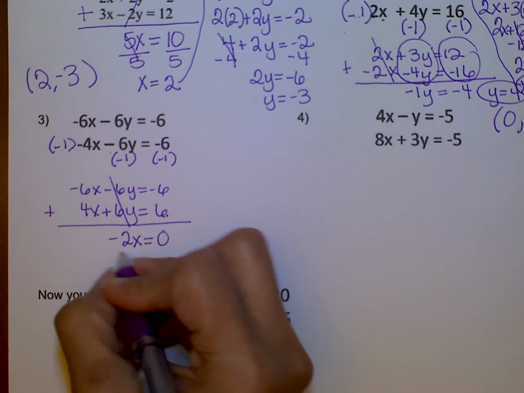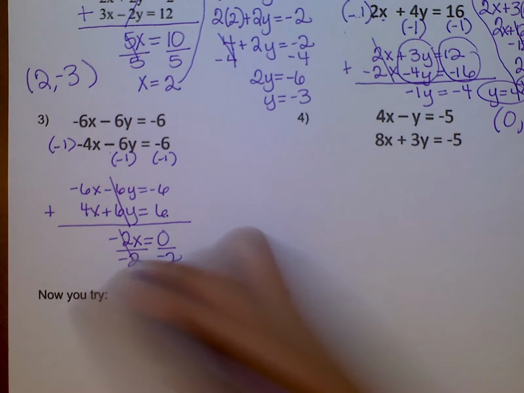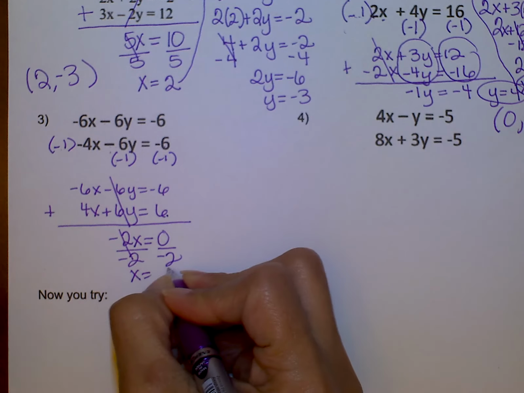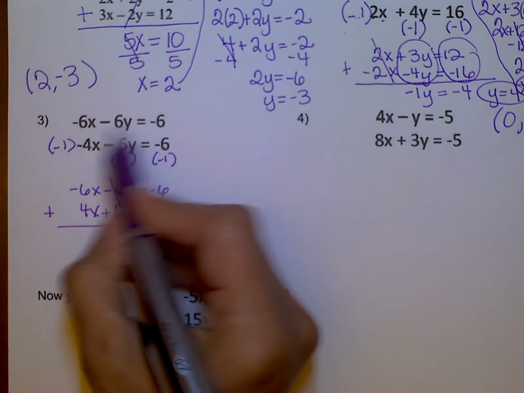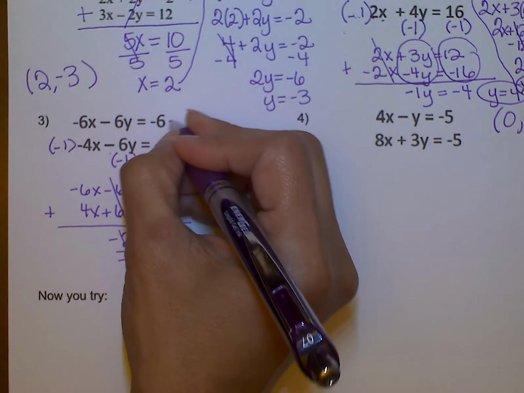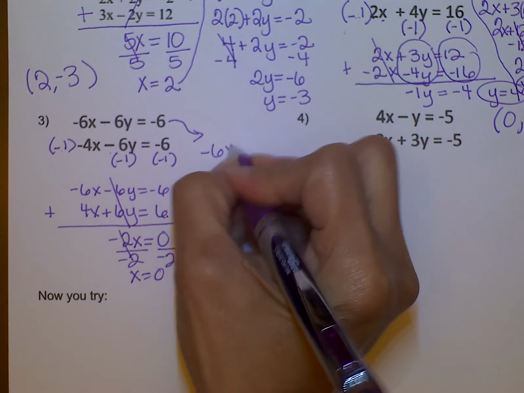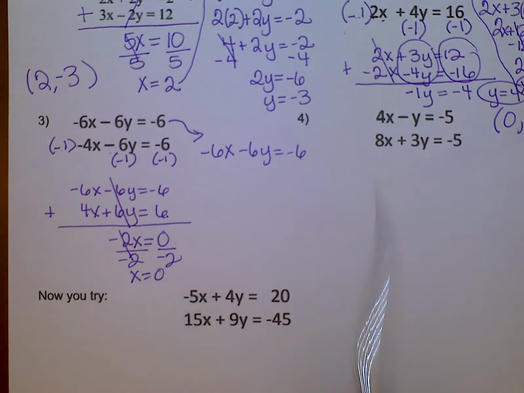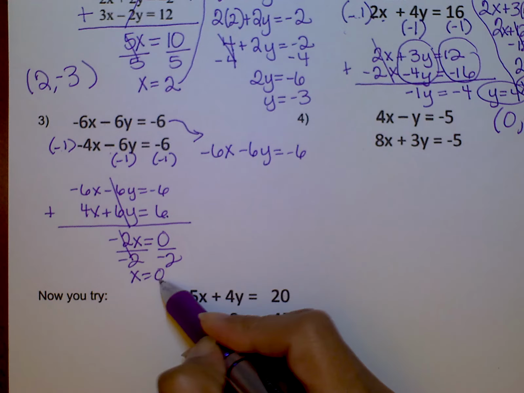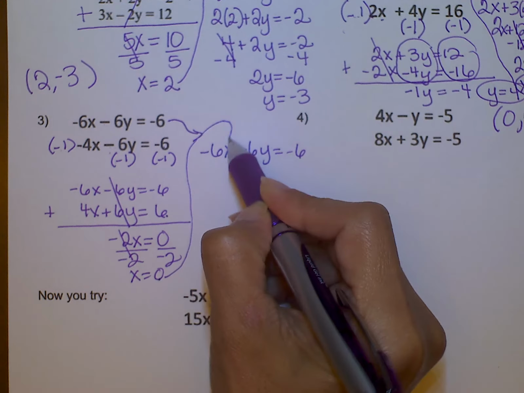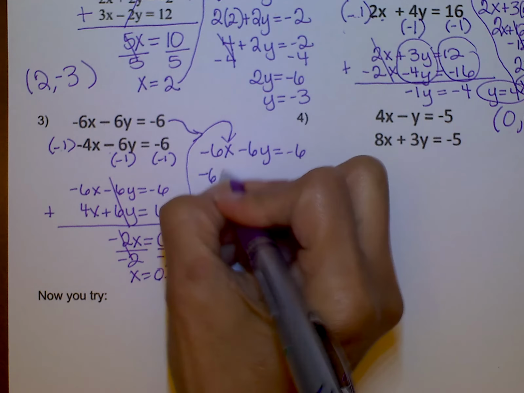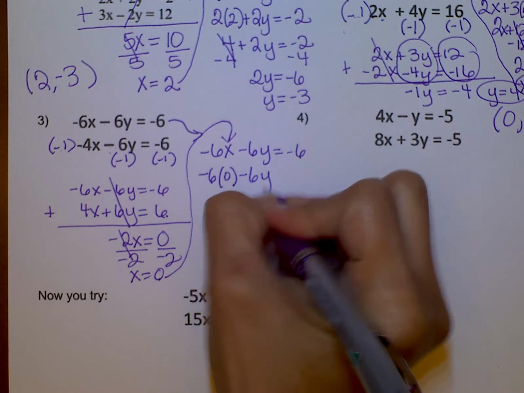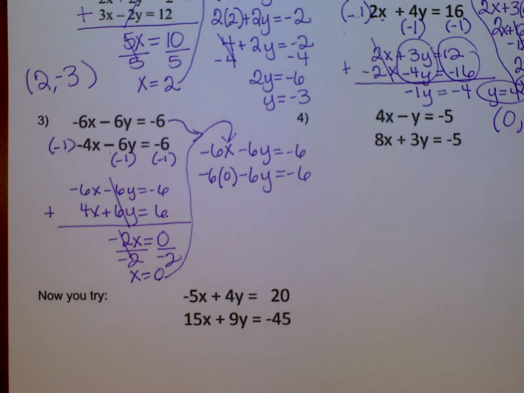And then you're going to divide by negative 2. And 0 divided by anything is just 0. Okay? So now that we found our x, we're going to come up and we're going to find our y's. And it really doesn't matter which one we use here because it looks like they're both kind of complicated. So if x is 0, I'm going to come up here and I'm going to put 0 in place of x right there. So negative 6 times 0 minus 6y equals negative 6.